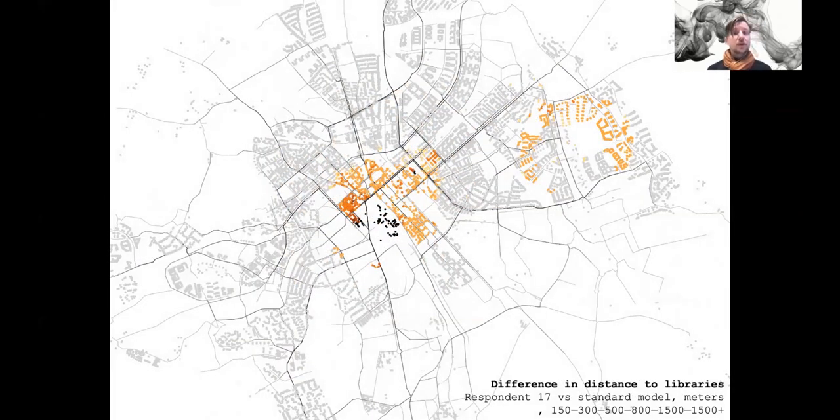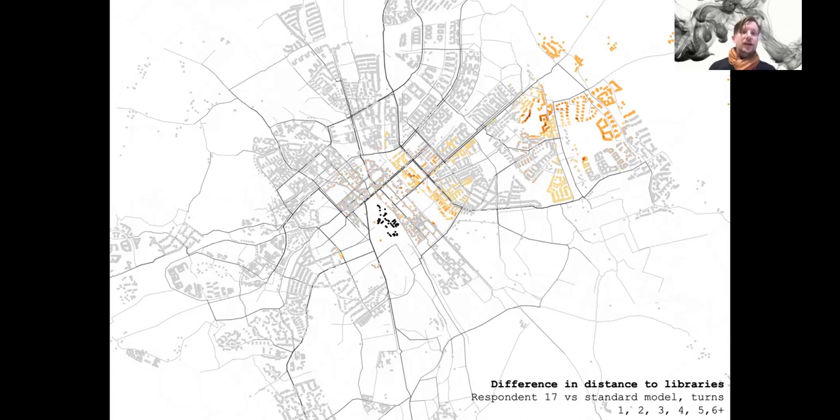So here's a difference in distance to libraries for respondent 17 versus a standard model from distance from address points. We can see that there are quite large differences and they're not really super predictable. Black dots mean locations that do not have any library. Gradients of yellow to orange to brown are increasing, and stronger color again means larger difference. So in some parts of the central city, it's really differently far to libraries in number of meters for one respondent, if they were to live at that address, as compared to another respondent.